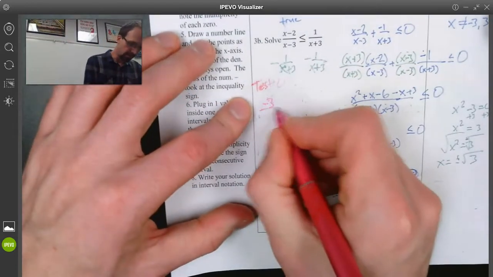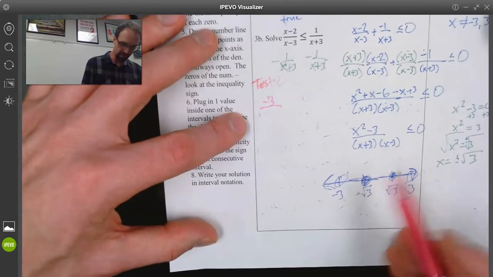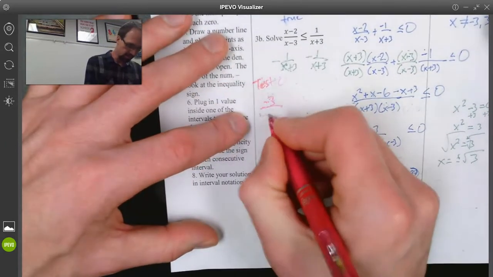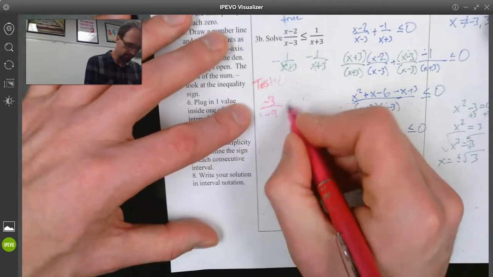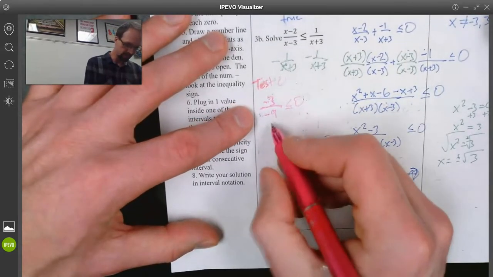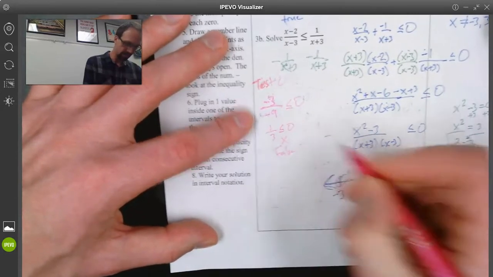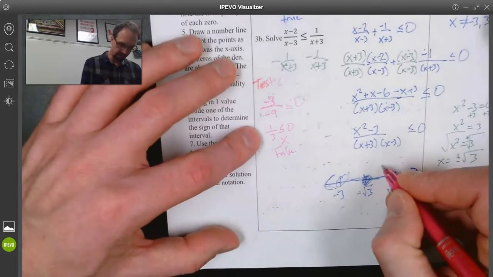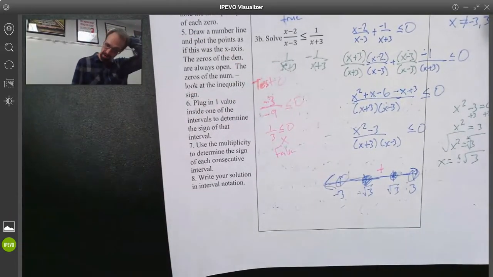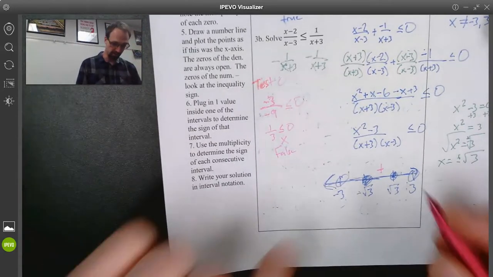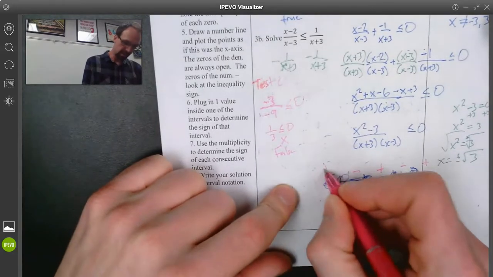Test 0, so I have -3 in the numerator, over 0 minus 3 times 0 plus 3, so that's -9. -3 divided by -9, we're checking to see if it's less than or equal to 0. That's going to be 1/3. 1/3 is not less than or equal to 0, so that's false. So in between here, this is going to be positive. And just to note, all of these change signs as each one goes through. So this is going to be negative, and then this is going to be positive, this is going to be negative, and this is going to be positive.